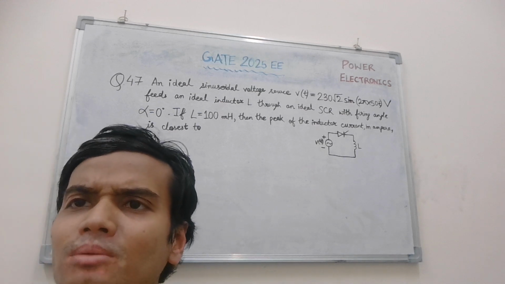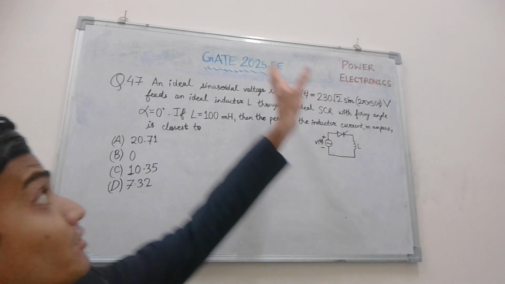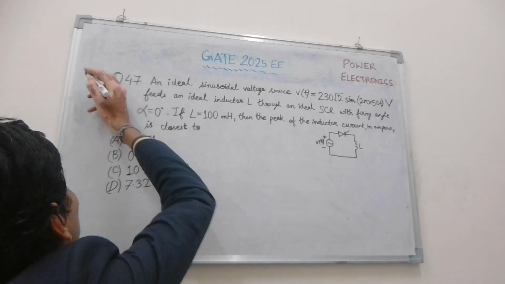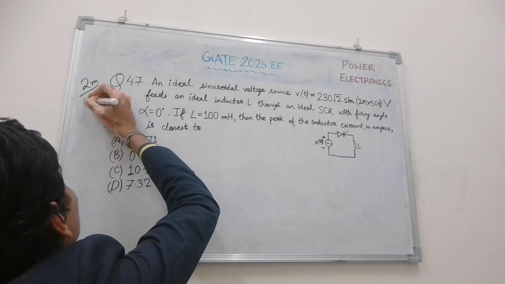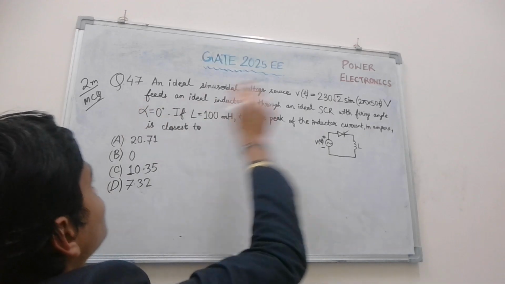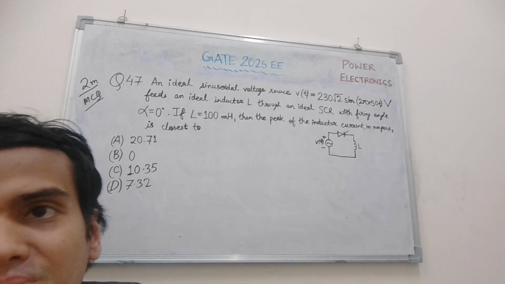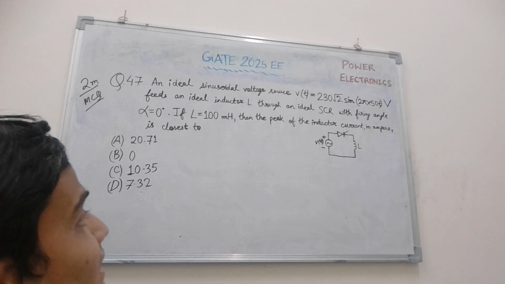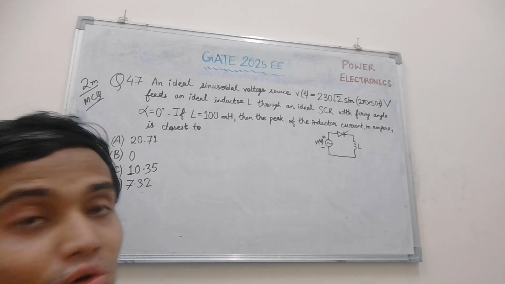Hello viewers, moving on to the next question in the series of GATE 2025 Electrical Engineering Solutions for Power Electronics. This question is of 2 mark MCQ type on the subject: power electronic devices, SCR with inductive load, purely inductive L load.